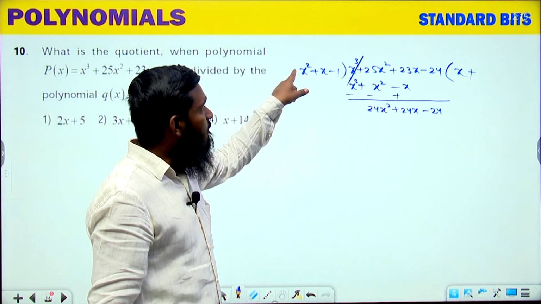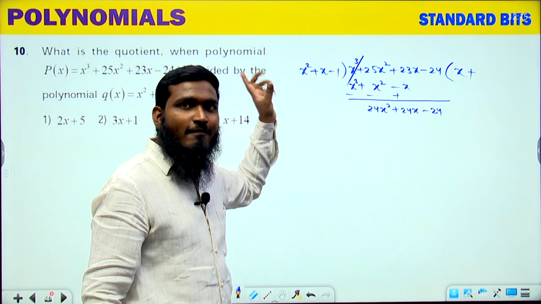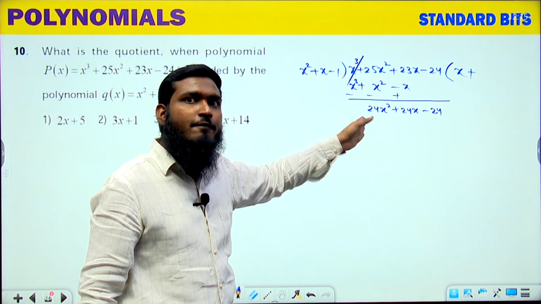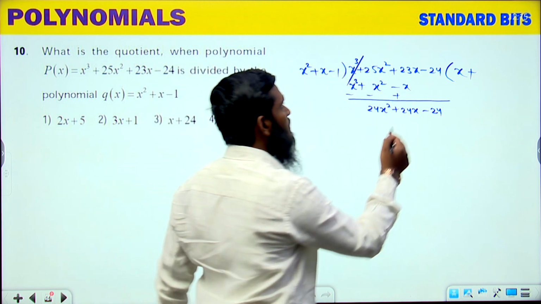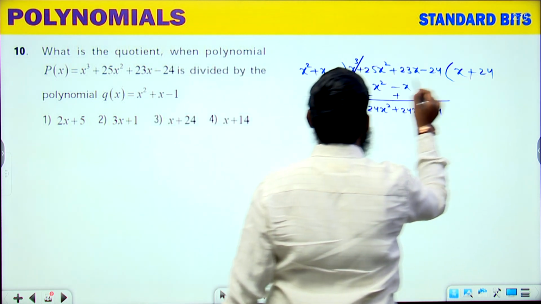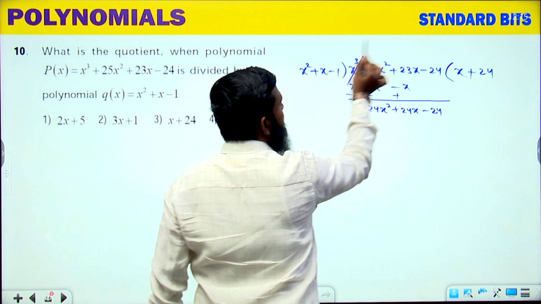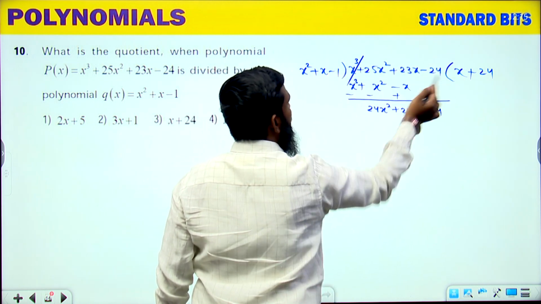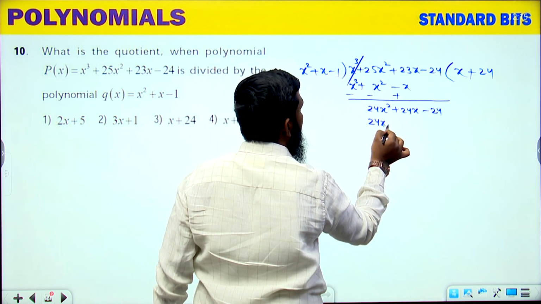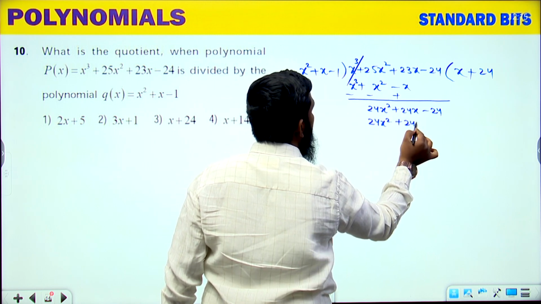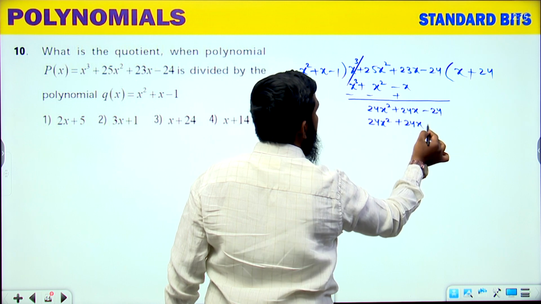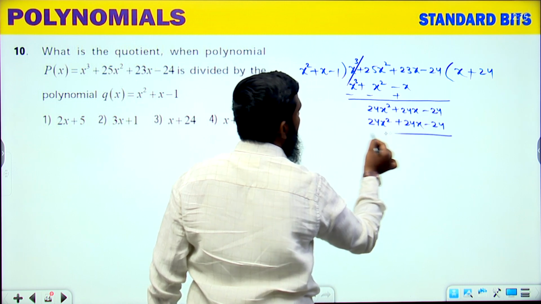Now 1 and 24. In one table, if you want 24, then 1 into 24 we have to write. Yes or no? 1 into 24. So we will be writing 24 over here. Now what will happen? This complete part we have to multiply with this 24. So x square into 24 means what? 24x square. Next, x into 24 means what? Plus 24x. Next, minus 1 into 24 means 24. Like this we have taken.